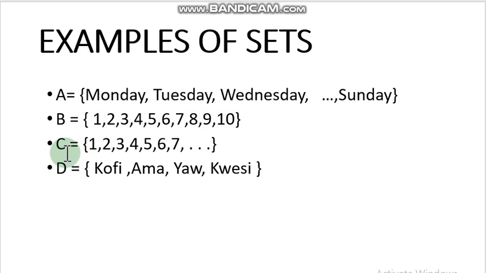Now let's continue to the set C. This is the set of natural numbers. Now with this one, the B and the C, let's come to the C. With these three dots here, that means the last member or element of the set cannot be found. So with this one, the set is not ending. It's infinite. So the set B is the set of natural numbers from 1 to 10.